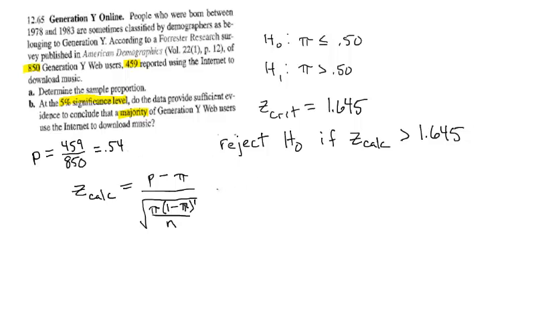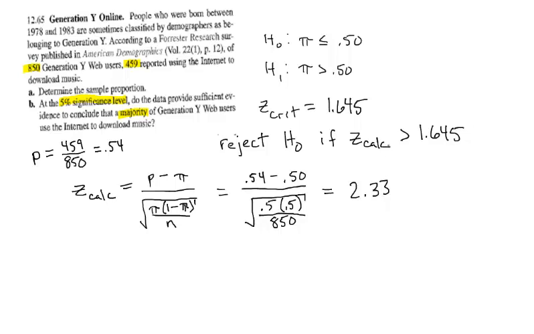So here for our zcalc, we have 0.54 minus 0.50 divided by the square root of 0.5 times 1 minus 0.5, or 0.5, divided by n, which is 850. And when we put this into our calculator, we find that it's 2.33 is our calculated value, or our test statistic.